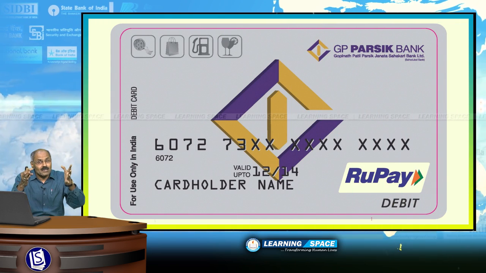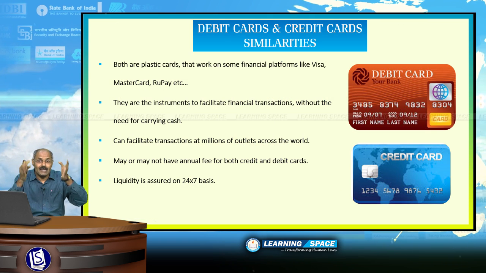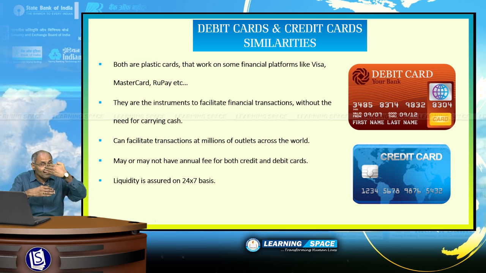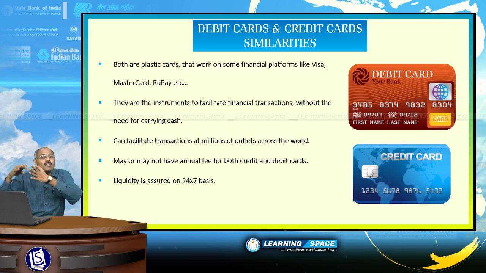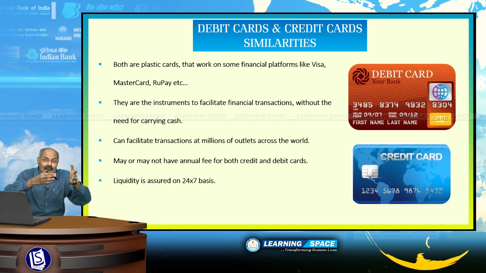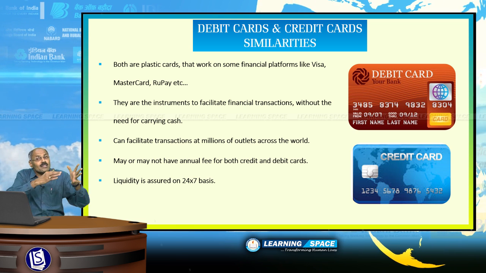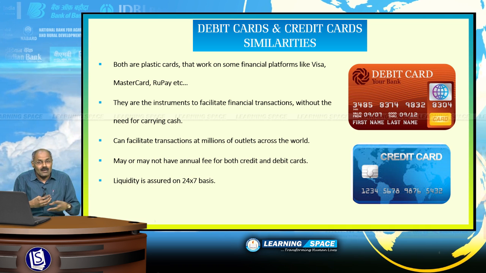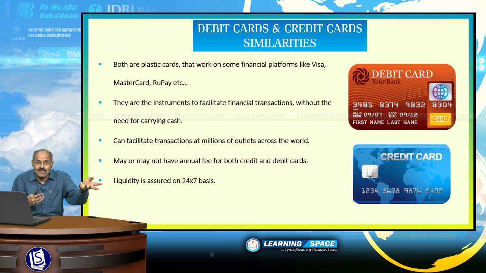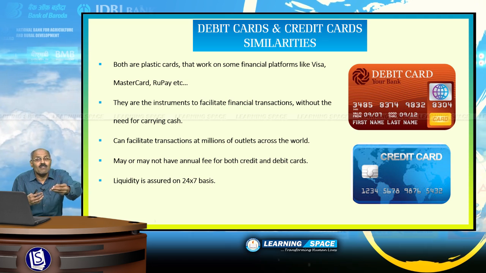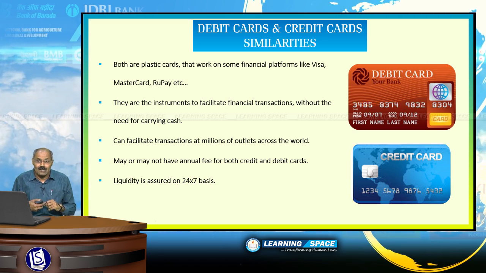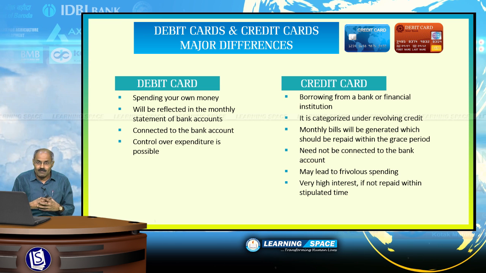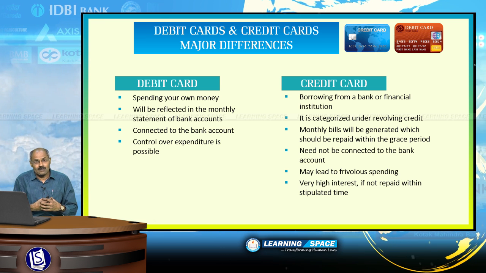So, what is debit card and credit card? Debit cards and credit cards are instruments to facilitate financial transactions without the need for carrying cash. Please remember, without the need for carrying cash, these plastic cards can be used for purchasing something and for doing several types of financial transactions. But you may ask, what is the main difference between debit card and credit card? Let us look at debit cards.